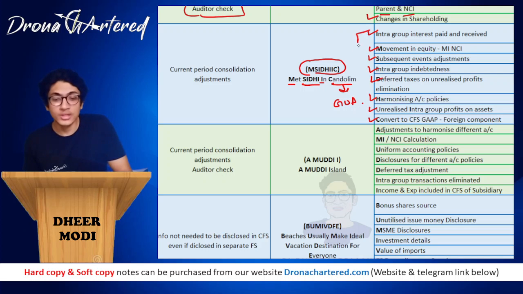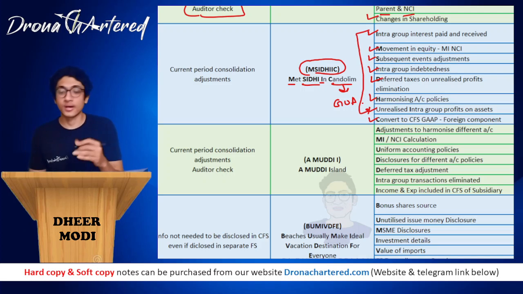So this I should actually come here. That is I met Siddhi in Candolim. Okay, so that is your intragroup interest paid and received. These are your current period consolidation adjustments.